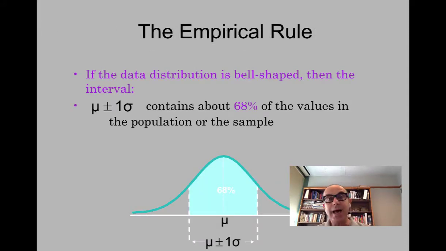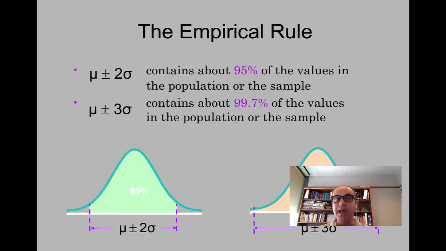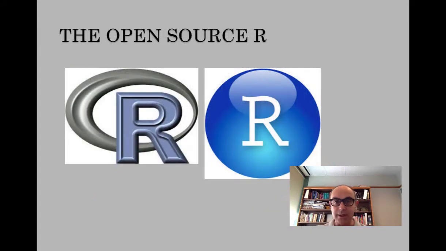We also have the empirical rule. If the data distribution is a bell shape, then we can calculate that 68% of all the values of the population or the sample fall within a certain range. The same rule applies to 95% and 99.7%, and this is part of our equation when we are trying to apply the empirical rule to the data distribution.